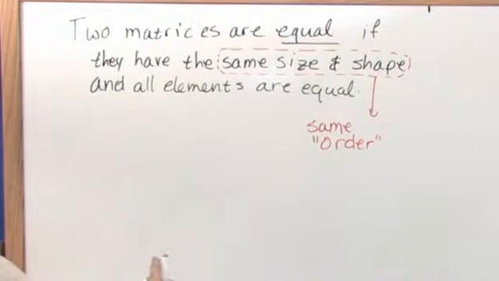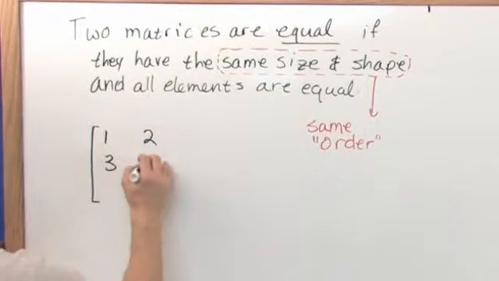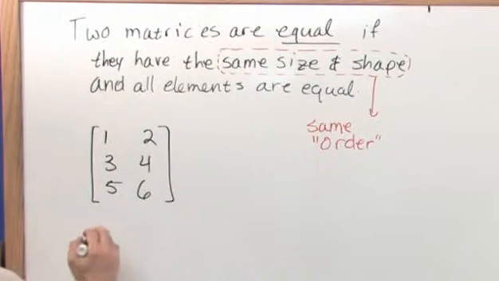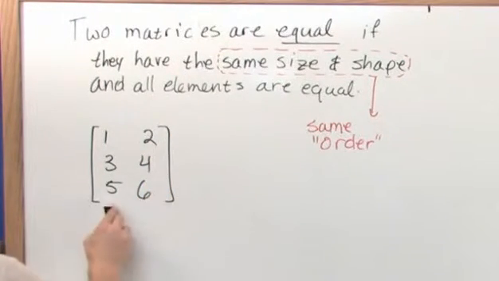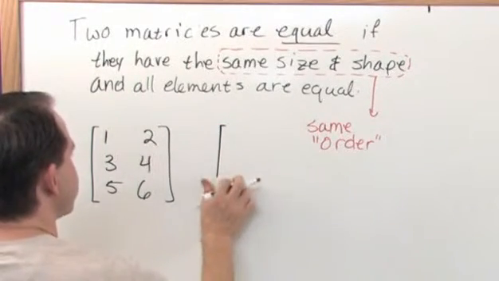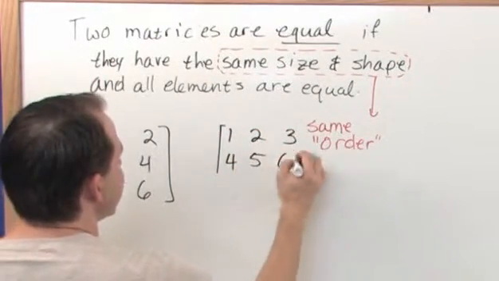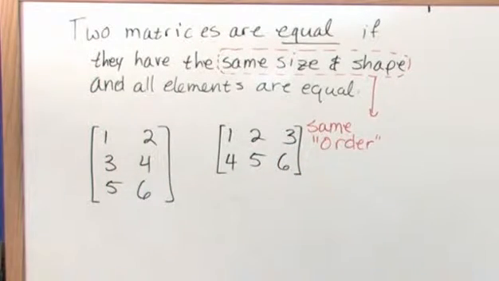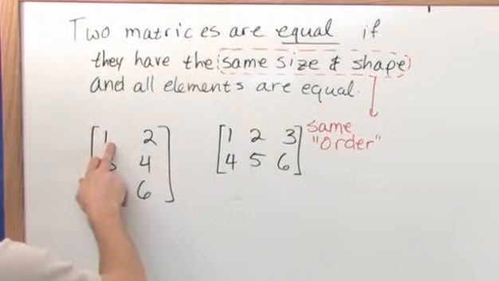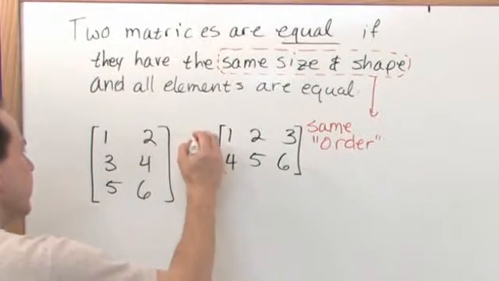Okay, so let's look at a couple of examples of matrices that are equal or not. Let's say I had these two matrices, 1, 2, 3, 4, 5, 6. Notice this matrix has 3 rows and 2 columns. And I have another matrix, and again, I have 1, 2, 3, 4, 5, 6, exactly the same numbers inside. Let me ask you this question: are these two matrices equal to one another? Well, you notice they have exactly the same numbers, but they do not have the same size and shape. So these two are not equal to each other.